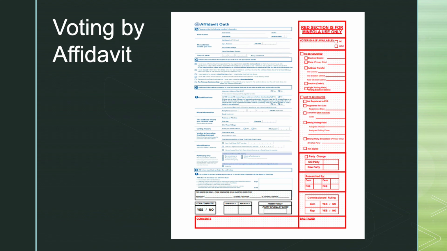Affidavit ballots are returned inside an affidavit ballot oath envelope and researched at the Board of Elections. Voting by affidavit requires the voter to complete all the information on the affidavit envelope. It must be filled out correctly by the voter and checked by bipartisan inspectors. The signatures on the envelope serve as an oath, swearing all the information that has been provided is correct.